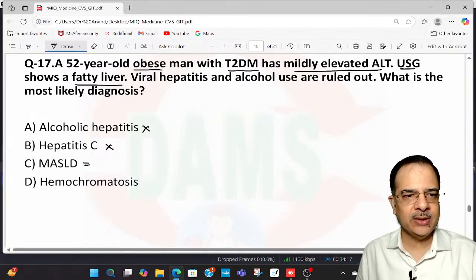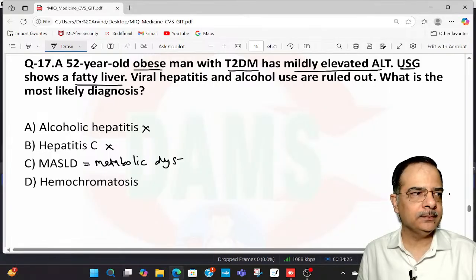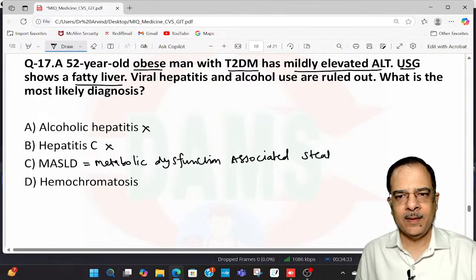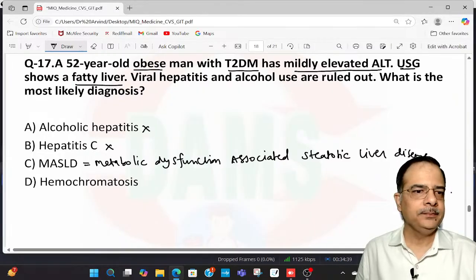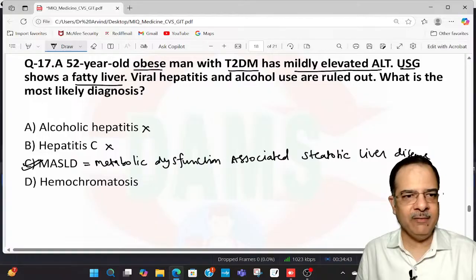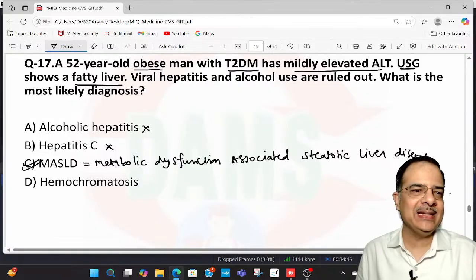So this is the new term for non-alcoholic fatty liver disease: metabolic dysfunction associated steatotic liver disease. So this is now the new name for non-alcoholic fatty liver disease, MASLD.